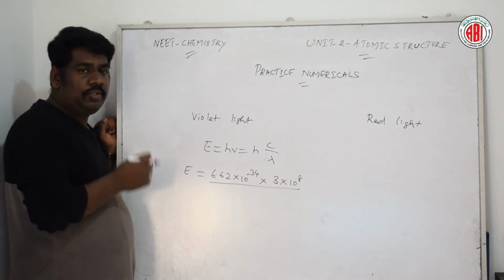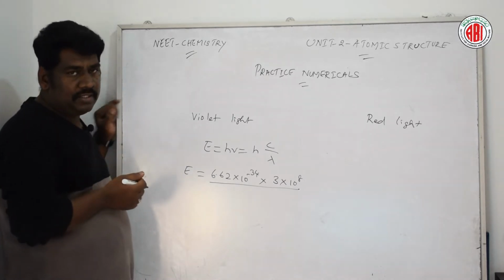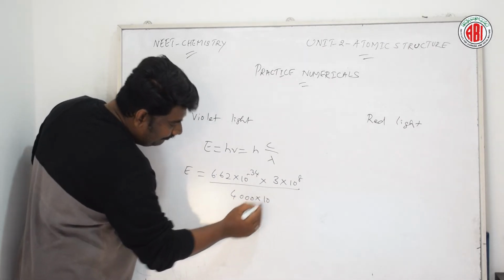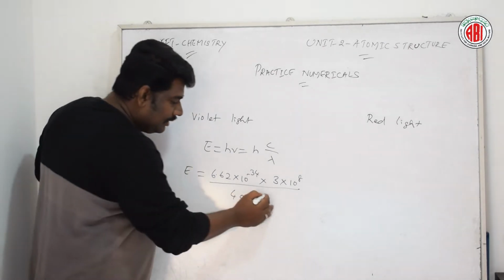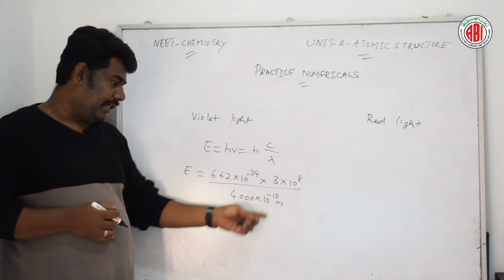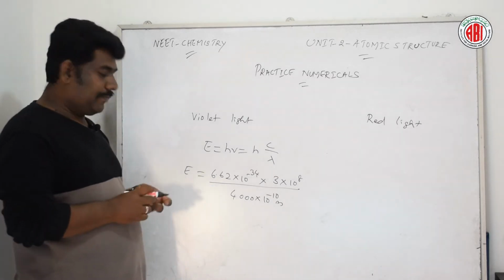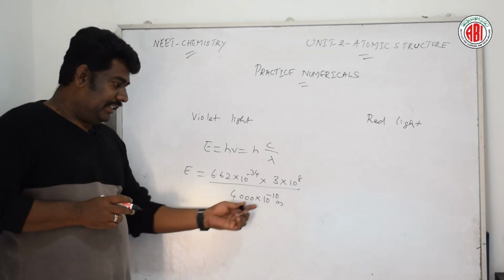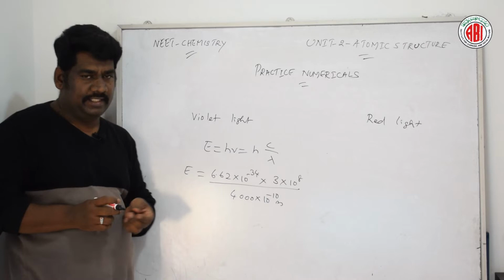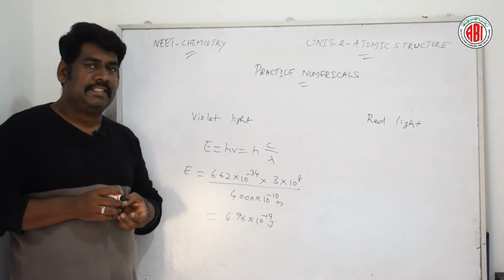Yes, so the photon of the violet light that is given in the question, that is 4000 Armstrong, converted into meter. So 4000 into 10 to the power of minus 10 meter, that is the Armstrong value. Yes, 1 Armstrong is equal to 10 to the power of minus 10 meter. Okay, so now simplifying this, we will get the photon energy of violet light. Simplifying this, we get 4.96 into 10 to the power of minus 19 joule.